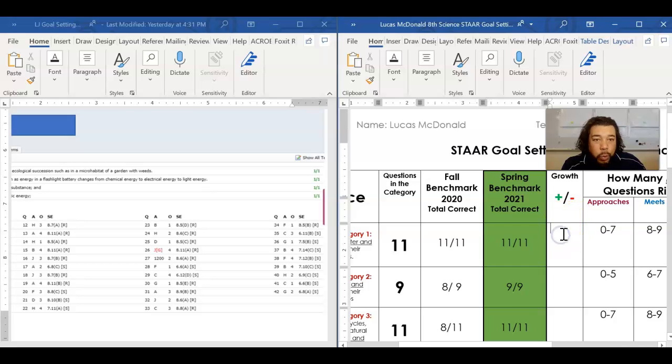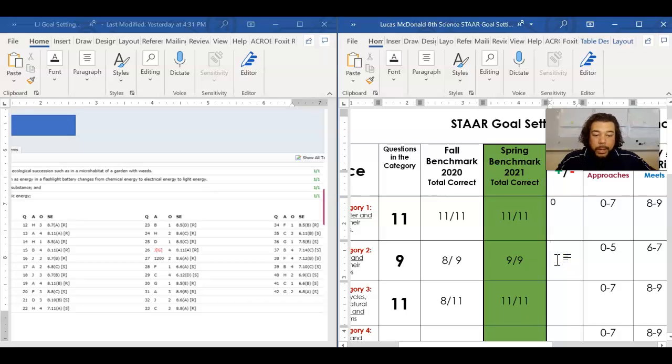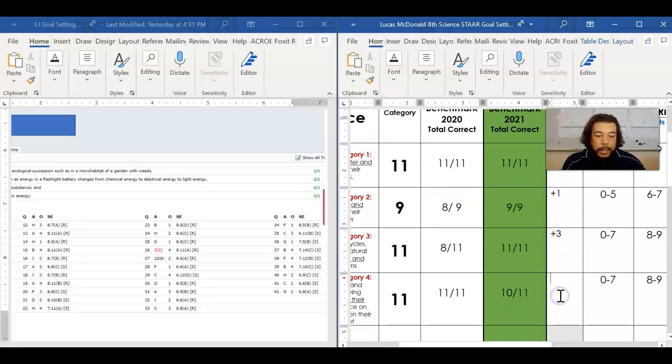Now we can go into the growth area, and here I'm going to put 0 growth, so he mastered it. He maxed it out both times, so pleased with that. Here we did have growth. He got 1 more question correct. In reporting category 3, he got 3 more questions correct. And then in reporting category 4, unfortunately, he got 1 question less.